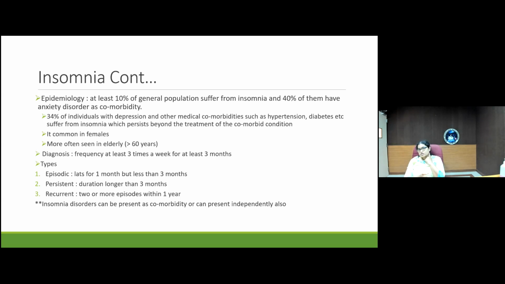So insomnia is a disorder that can be present as a comorbidity and also independently. Very often we might have individuals coming to the clinics with complaints of just sleep disturbances in the absence of any other medical or psychiatric illness, which is often stated as primary insomnia.